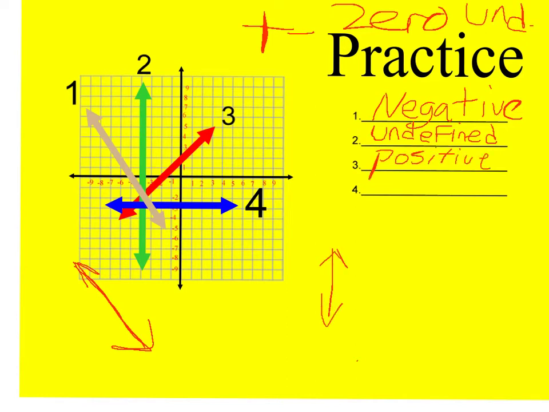3 starts low and gets higher the farther you go to the right, and so that's positive. And 4 is a flat line, horizontal, it's zero slope.